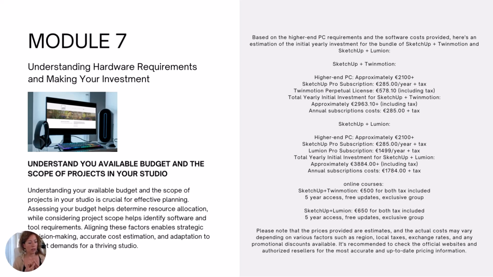So you're going to have to think not only of the initial cost, you're going to want to think of what image you want to present, what type of projects you are trying to get. Because if you're having smaller residential projects, you're going to be amazing with just SketchUp and Twinmotion. If you have high-end premium projects, I think you need to go with SketchUp and Lumion. Okay, that's my opinion.